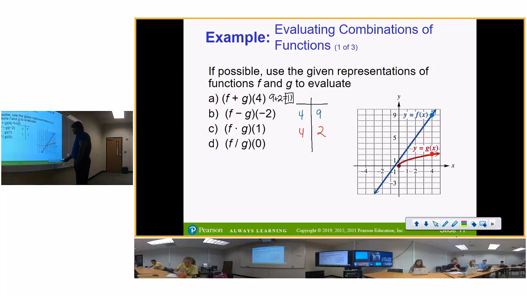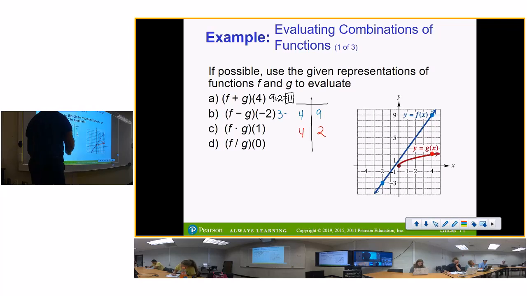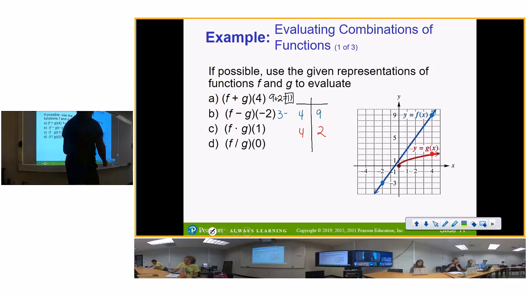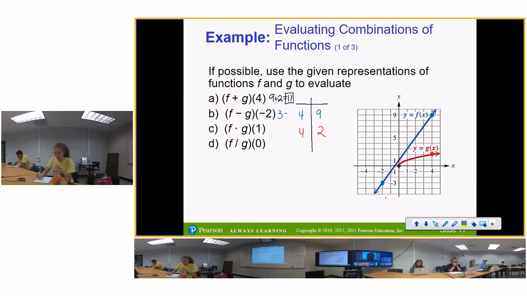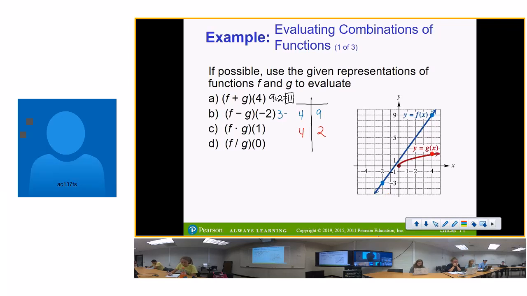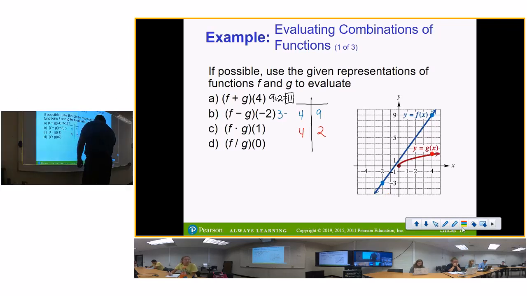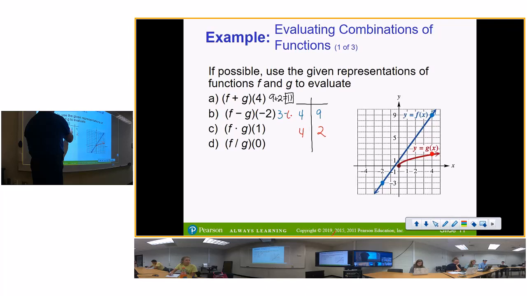So our blue is going to be f of negative 2. 1, 2, 3. So f of negative 2 is 3. What is g of negative 2? There's not one. So why do you say not one? How do you say not one in math? 0, Hubert. So that would be 3. So your answer there is 3.